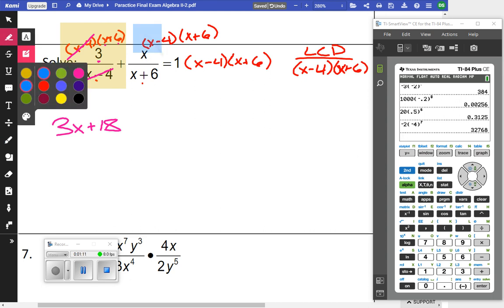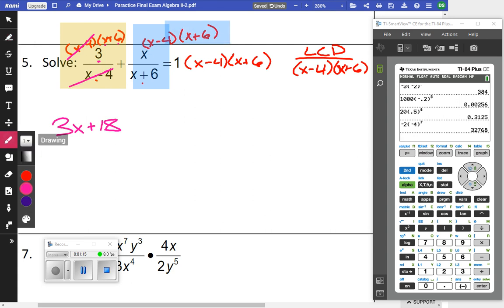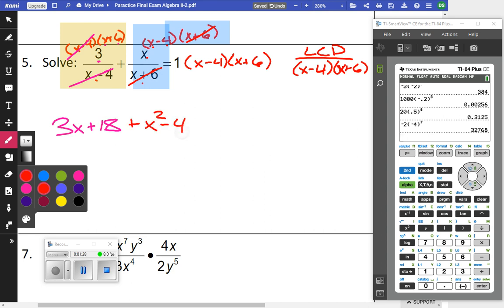Looking at this fraction, I'm looking to see what I can reduce. In this case, I've got an x plus 6 and an x plus 6, so I'm left with x times x minus 4. That would get me x squared minus 4x. What am I going to have to do with this thing over here? I'm going to FOIL. X times x is x squared plus 6x minus 4x minus 24.